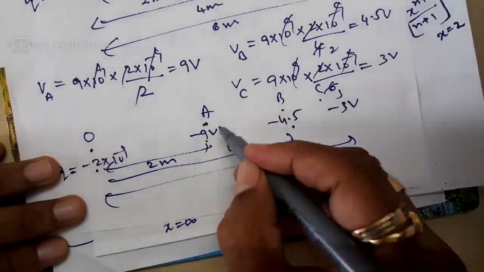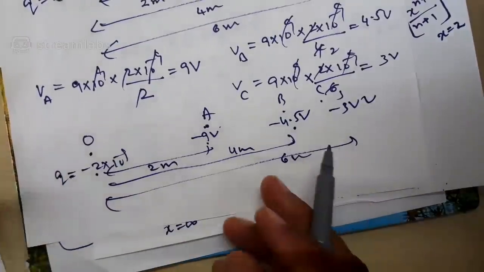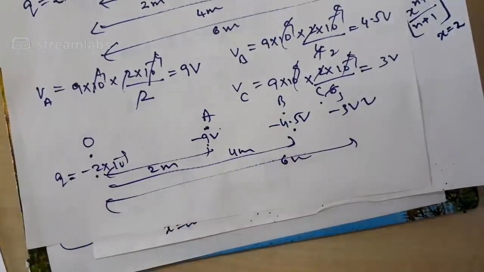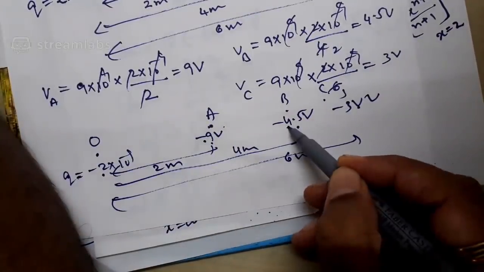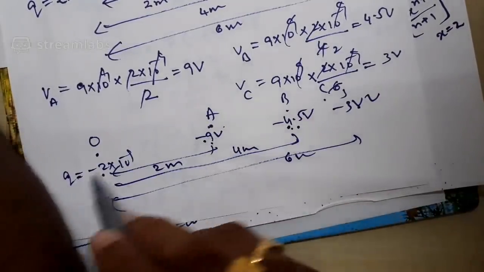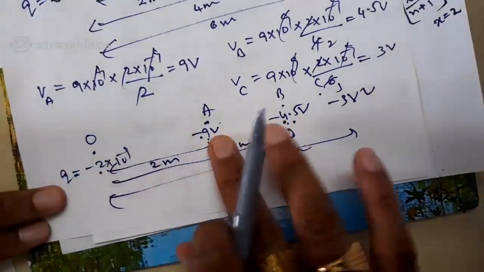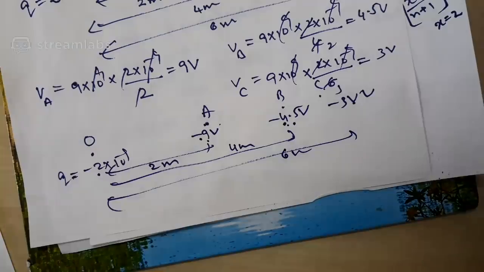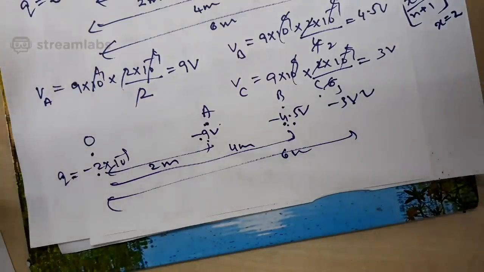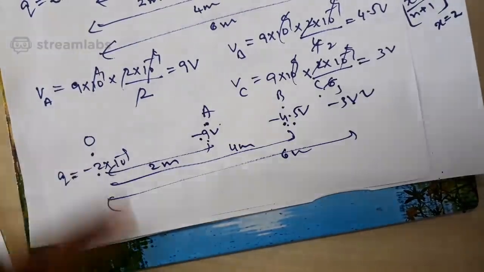-9 to -4.5, increase or decrease? Yeah, -4.5 is greater than -9. -3 is greater than -4.5. That means as you move away from the negative charge, potential goes on increasing. This is what I said. The two things which I said, which I didn't give an explanation, I said we'll get explanation next chapter in the previous topic.